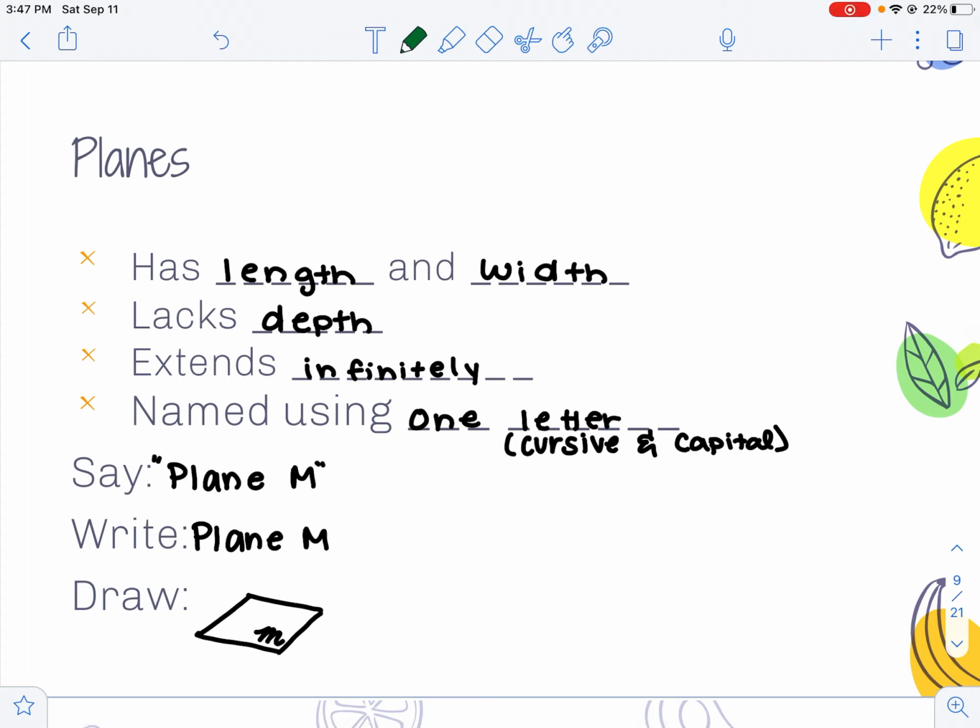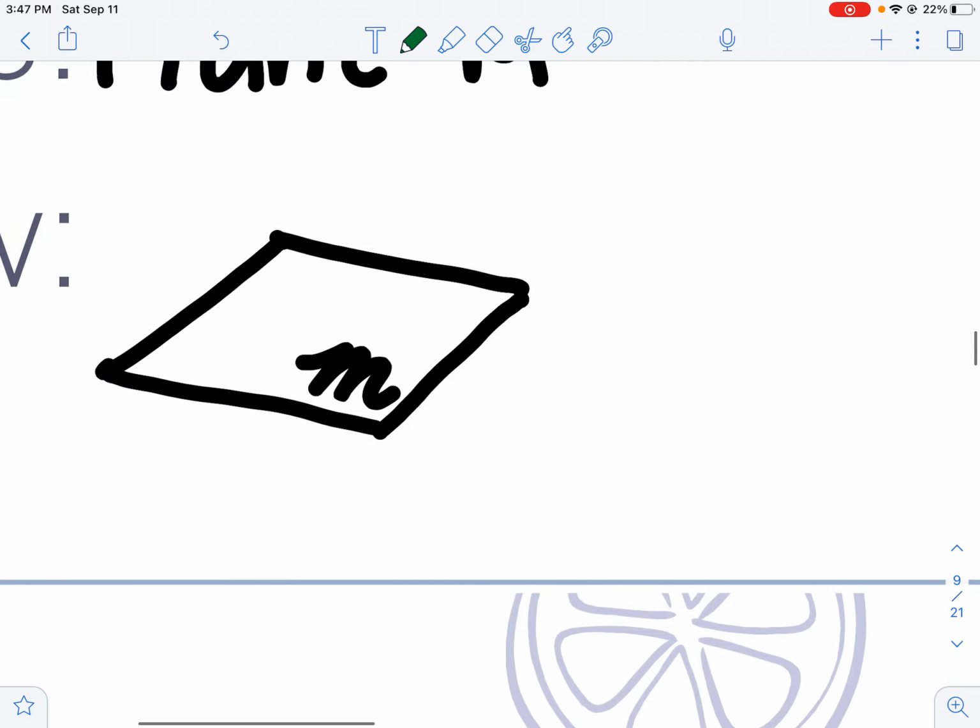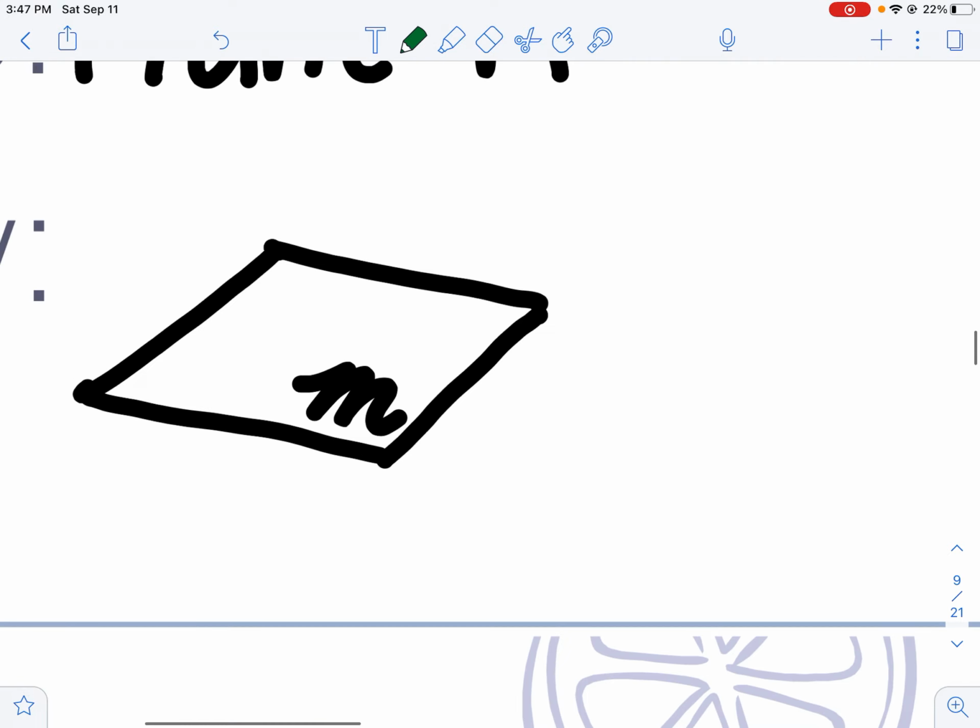If I take a whole bunch of lines and I lay them right next to each other, I get a plane. So a plane is going to have length and width, but there's absolutely no depth to it. And just like my line, it extends infinitely. We're going to mark one cursive letter in the corner, and we're going to use a capital this time. We say the word plane M, we usually write the word plane and then the capital, and when we draw it, we usually have some sort of rectangular outline, even though it extends infinitely, and then a cursive letter in the corner.